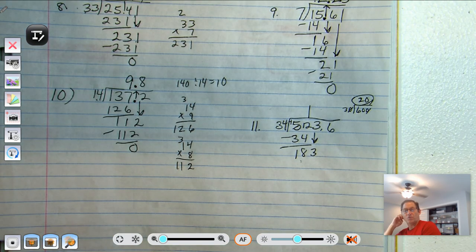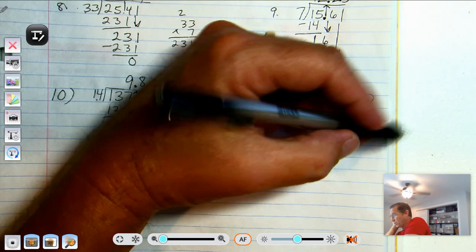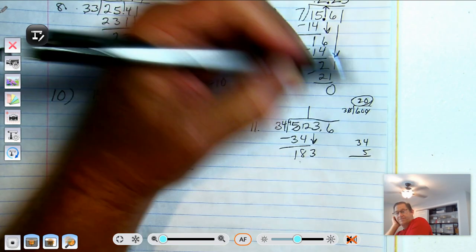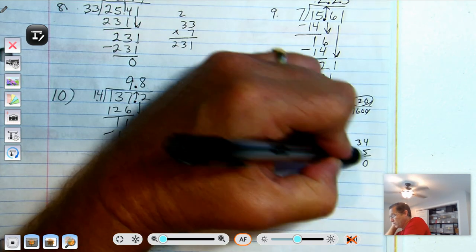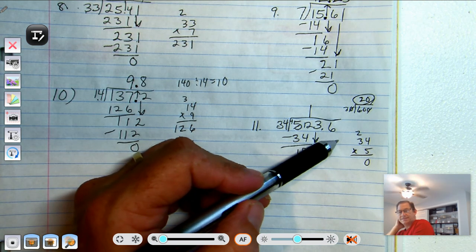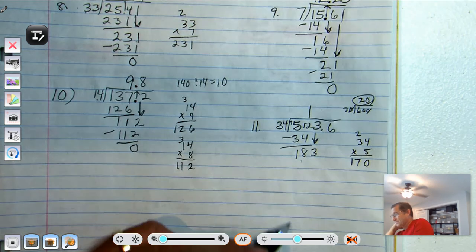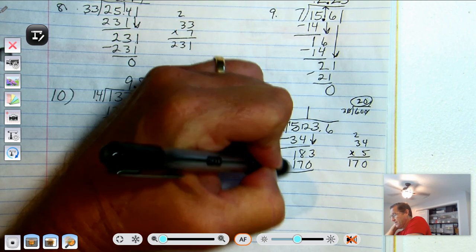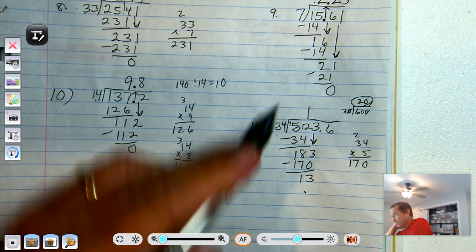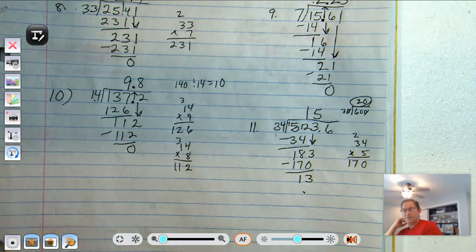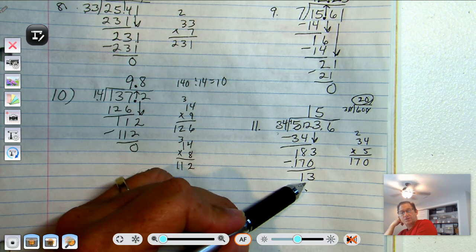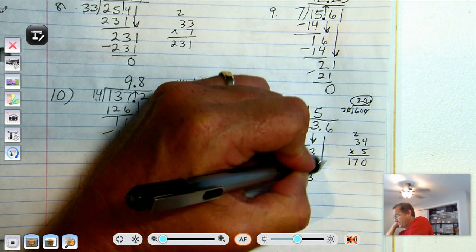183 divided by 34. Maybe 5 will work, because I know 5 times 30 is 150. 5 times 34. 5 times 4 is 20. Regroup as 2 10s and 0 1s. 5 times 3, that's 15. And 2 more is 170. That's pretty close to 183. Subtract, we get 13. 13 is less than the divisor 34. So 5 did work. So 5 times 34 was 170. We're left with 13. We still have the 6 tenths to bring down.